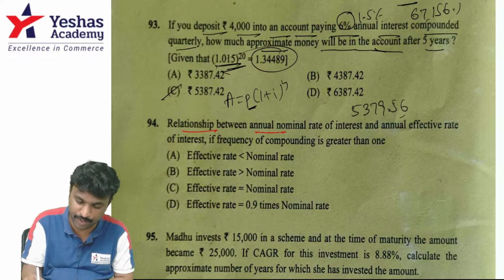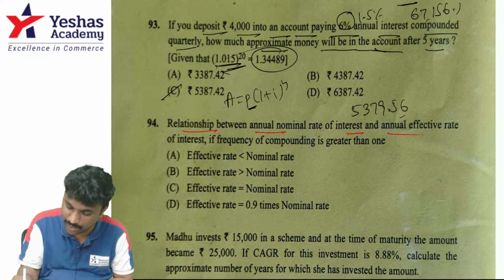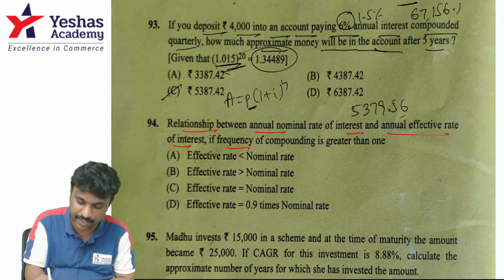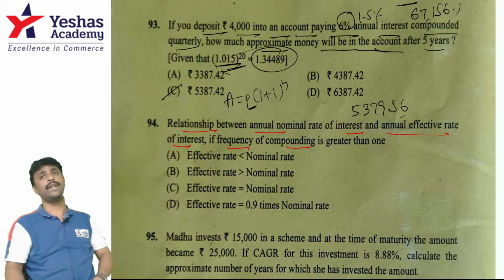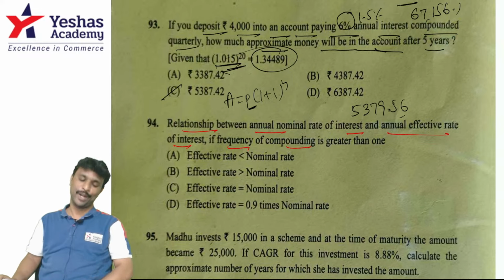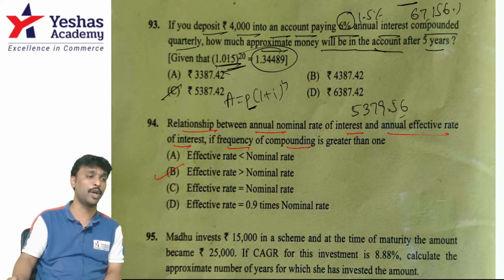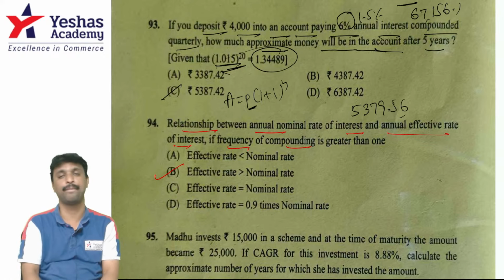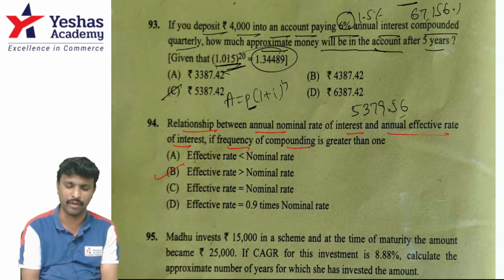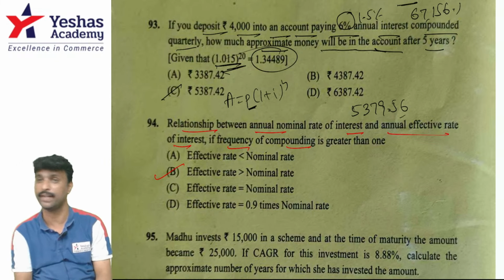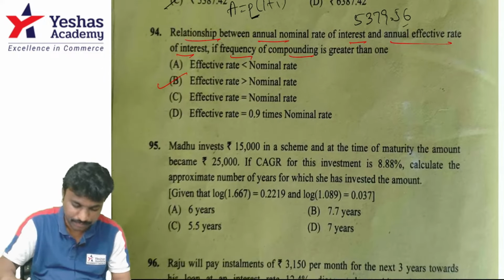Relationship between annual nominal rate of interest and annual effective rate of interest. If frequency of compounding is greater than 1, so definitely effective rate of interest is more than nominal rate. That means option B. Effective rate of interest is more than nominal rate for more compoundings. That means half yearly, quarterly, or monthly. If it is yearly, both are equal.